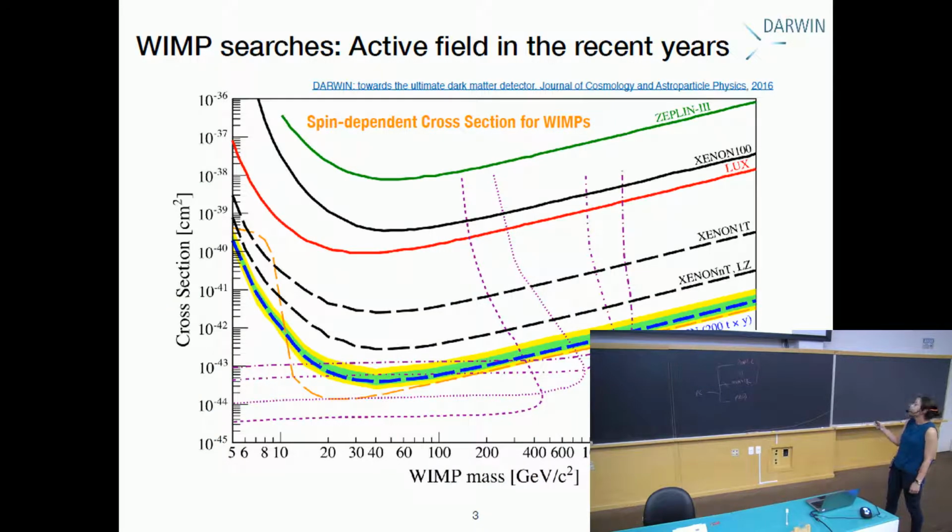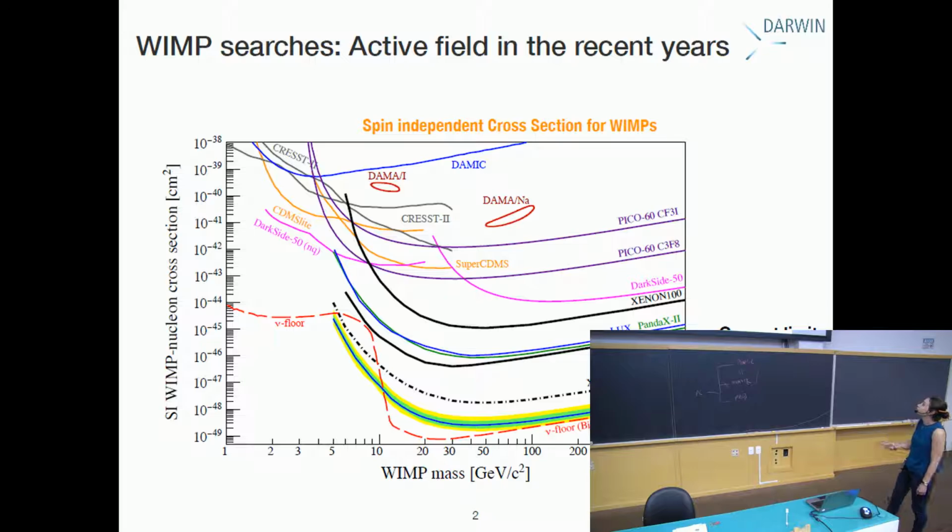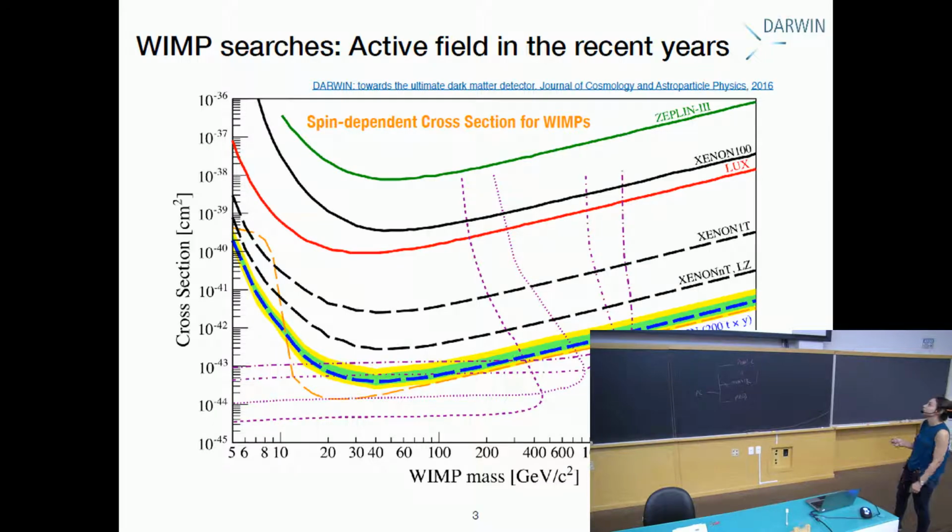So, as was mentioned, this is the spin-independent cross-section. But because we are using xenon, we are also able to set limits on the spin-dependent cross-section, since xenon has stable isotopes that have a non-zero total angular momentum. This is not the case for argon. This is one of the good reasons to use xenon.